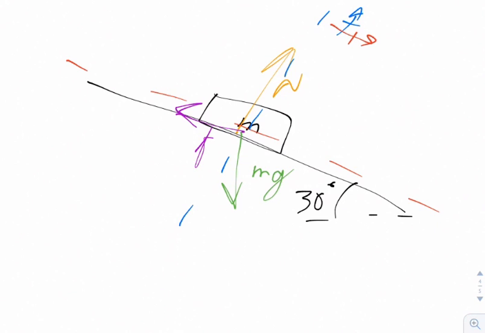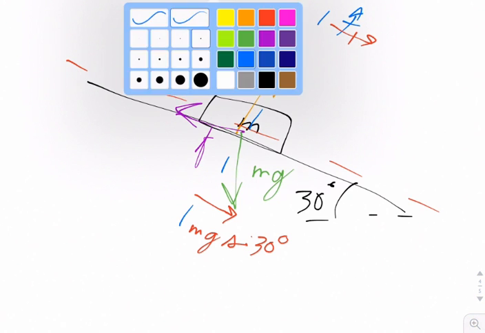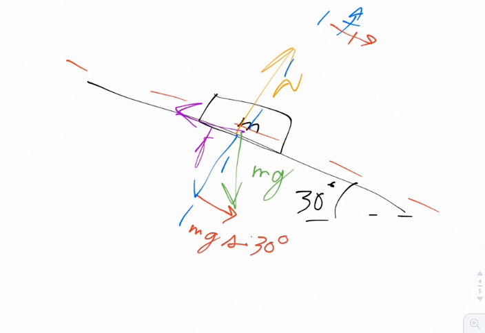Well, of course, mg is in both directions, and so I want to break it down into its components. I'm going to call the horizontal component mg times sine of 30 degrees, which if you don't see how I did that, you'll want to look back at the previous videos to see that trig in slow motion. And this component is mg cosine of 30 degrees. So those are the components of mg. Now I'm ready to write my Fnet statements.